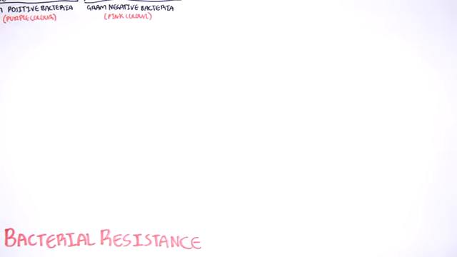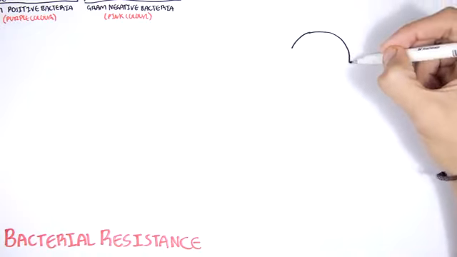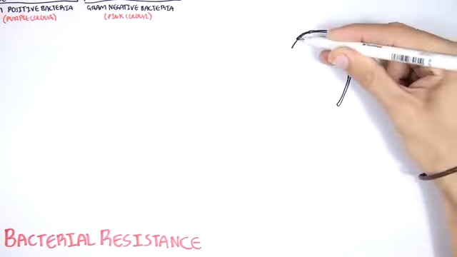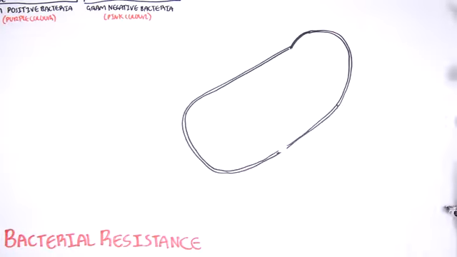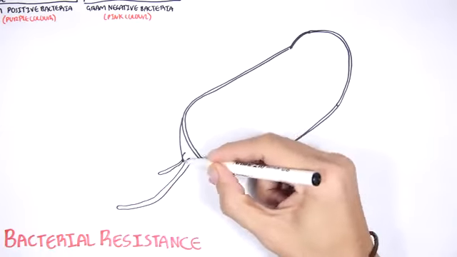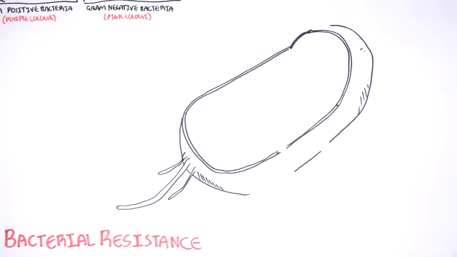So what other types of antibiotic resistance mechanisms do bacteria have? Well, let's first go over some important parts of the bacteria. Here we have a typical bacteria. It is rod-shaped with a flagella. We are looking inside the bacteria now.